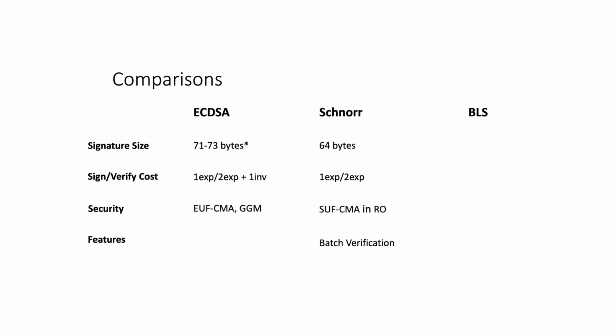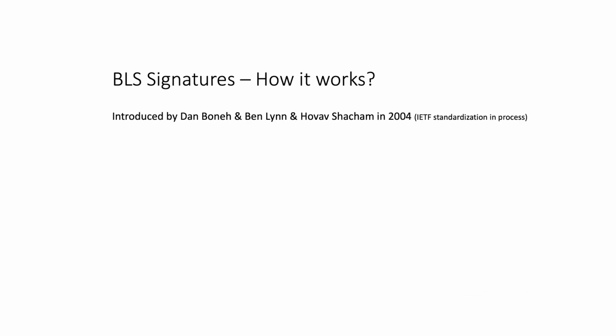All right, so let me move into BLS, which is going to be the last scheme to cover. BLS signatures are much more modern, I guess, compared to ECDSA and Schnorr, introduced by Dan Boneh, Ben Lynn, and Hovav Shacham in 2004. There is a standardization effort in progress right now, and they use a different primitive instead of just the basic discrete log that Schnorr and ECDSA were using.